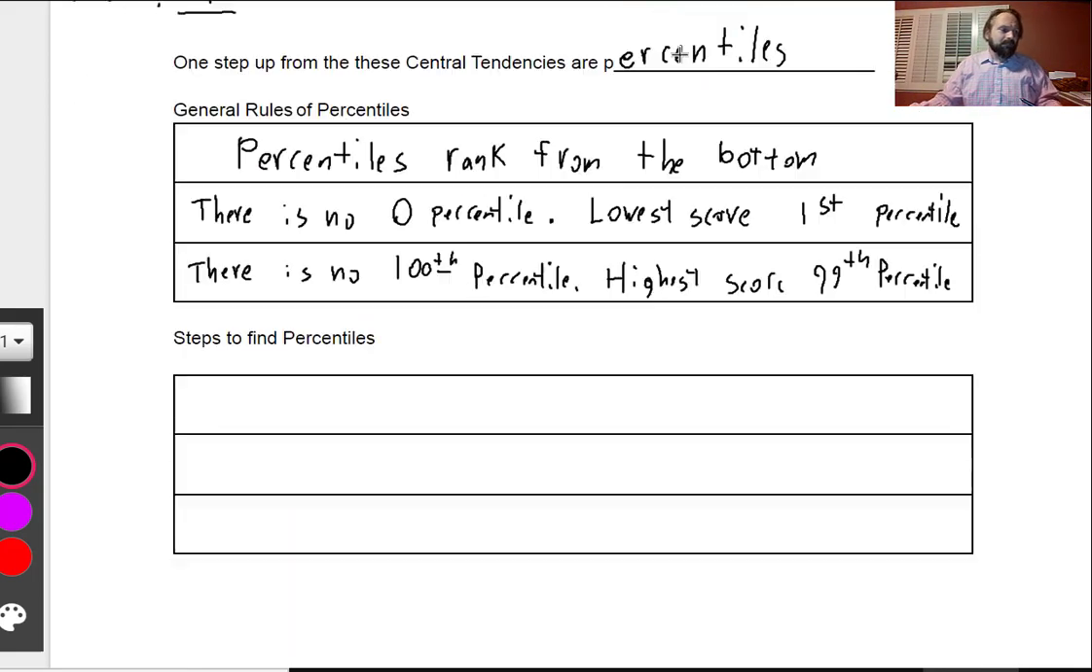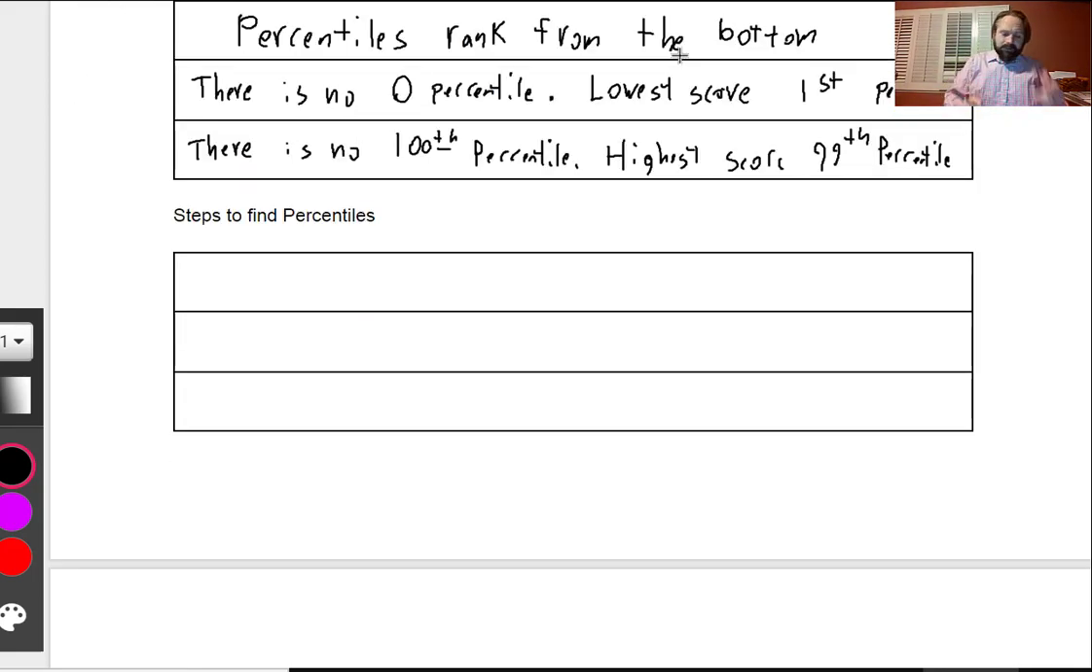Now there's also some steps. So let's write them down. The first thing, you're going to want to order the data. Now this one's a little bit different. Instead of your left to right, order the data from greatest to least.